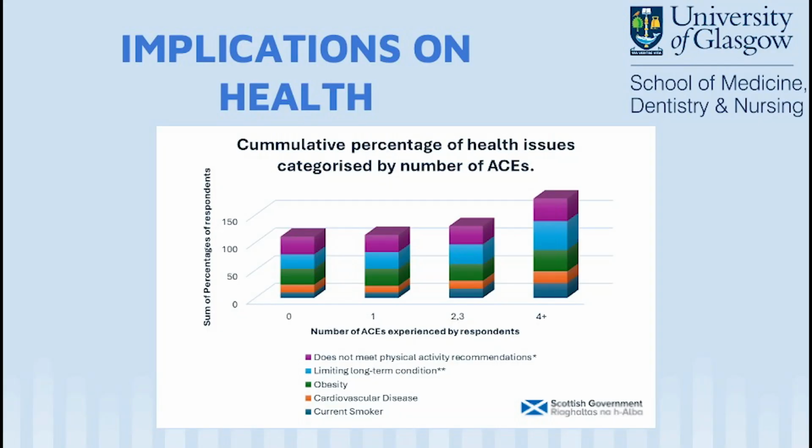So, implications on health. This is a graph that was formed from a Scottish Government survey of 2019. So you can see if we focus on obesity, for example, in the green, as the number of ACEs increases, the prevalence of obesity also increases. You can again see cumulatively, all the negative outcomes increase as the number of ACEs increase.